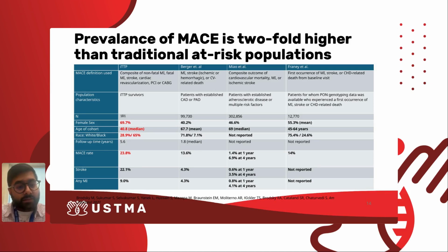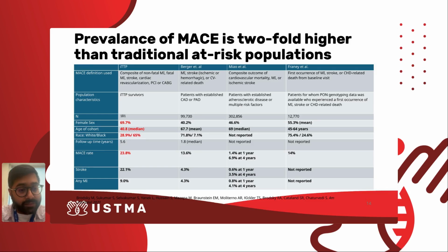Here's a breakdown of our patient cohort versus some other large population studies that were done in traditional cardiovascular cohorts. So in patients with established coronary or peripheral arterial disease, compared to patients with established atherosclerotic risk factors, or in patients with genetic predispositions, you can see that our patient population, highlighted in the red in the left-hand column, generally have a female predominance.